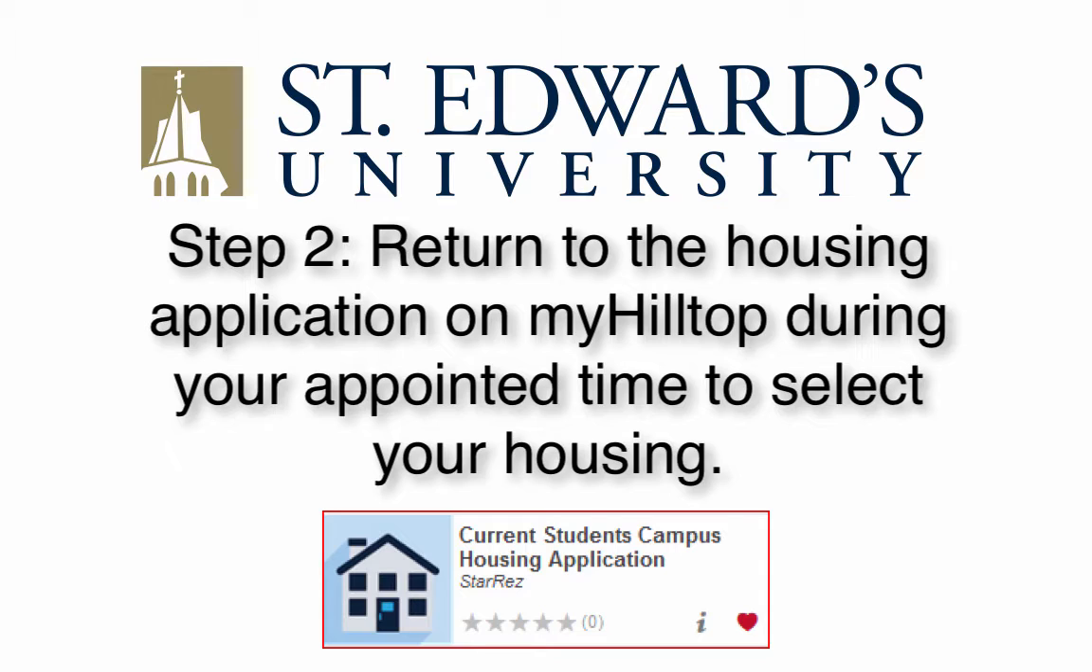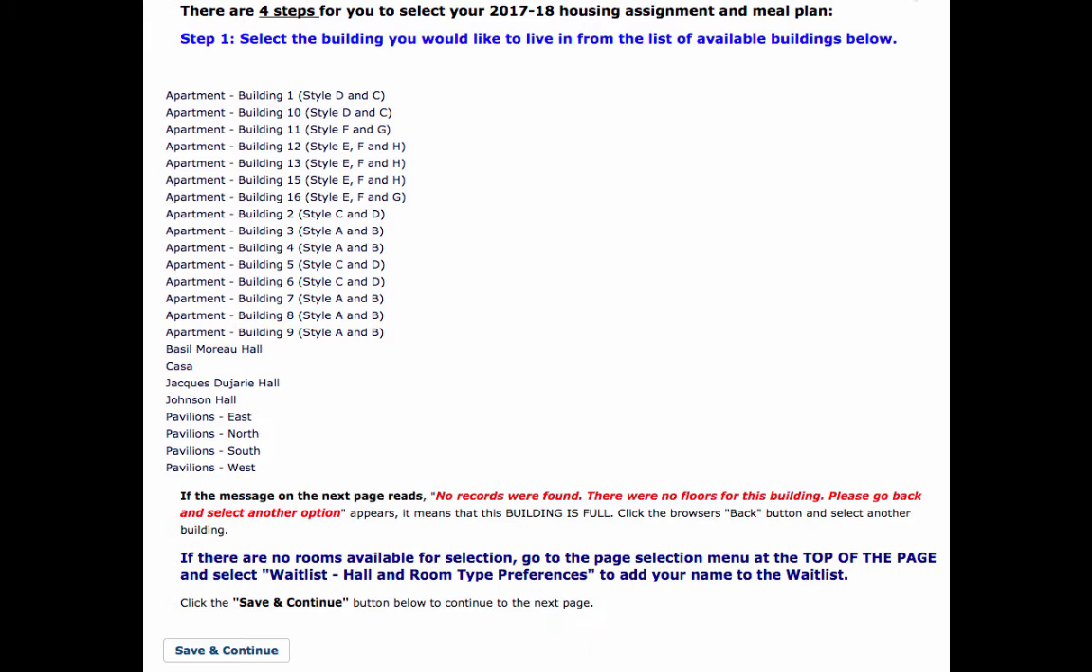Return to the housing application on My Hilltop during your appointed time to select your housing. The application task will then direct you to the room selection wizard page where there are 4 steps for you to select your housing assignment and meal plan. Group leaders will be able to select rooms for the entire group if space allows.